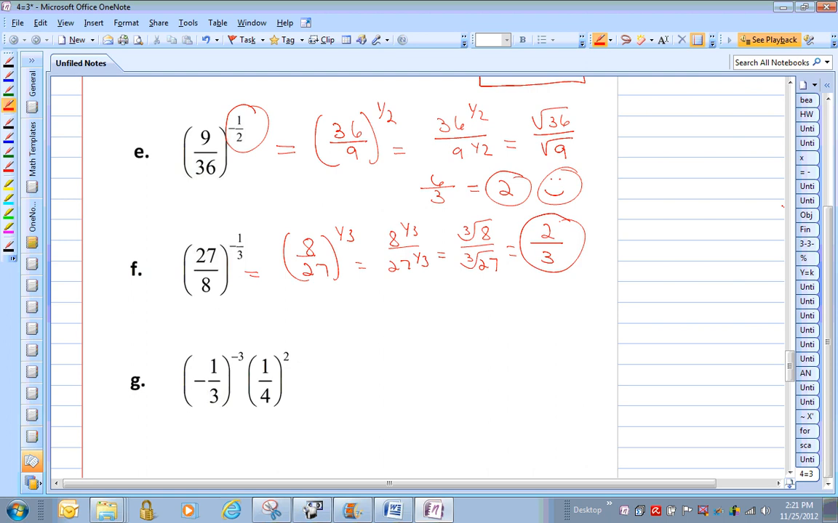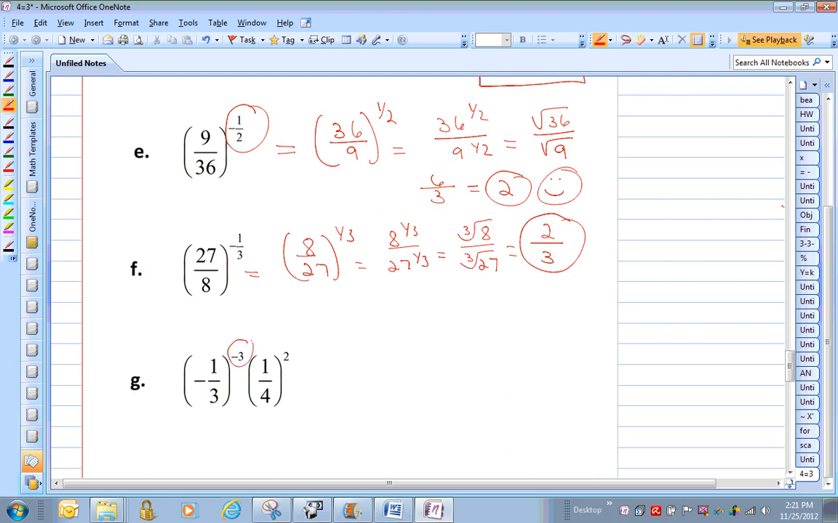Now, we're simplifying, so please realize that these are all simplified. It's not x equals anything, so we just simplified the term that we've been given. So we've just simplified it. All right, here we go.